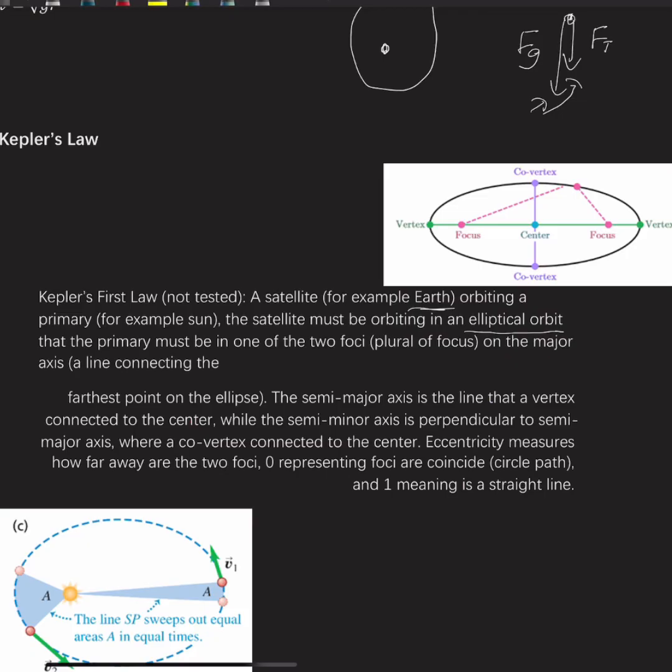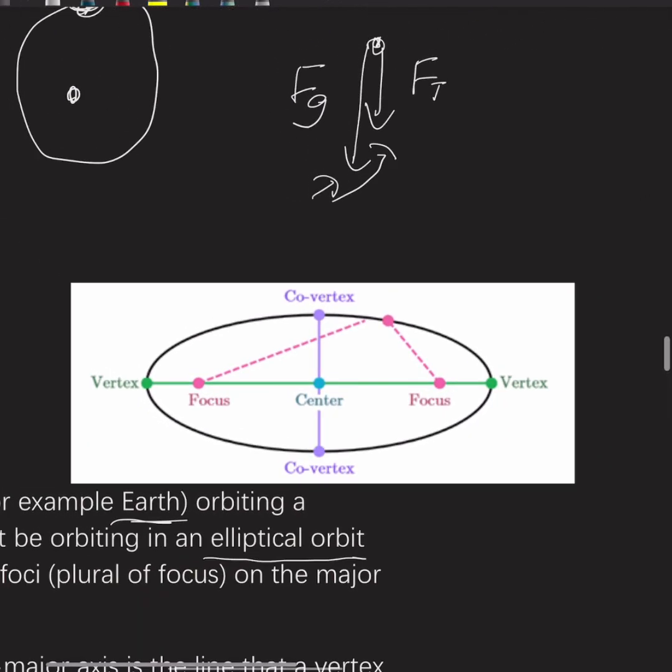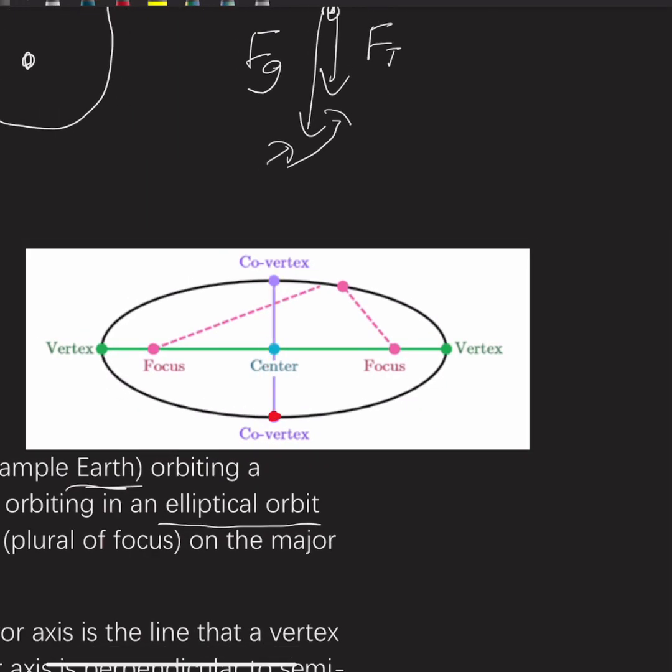The semi-major axis is the line from a vertex connecting to the center, while the semi-minor axis is perpendicular to the semi-major axis, which is the co-vertex connected to the center. So what do you mean? Here is an image of an ellipse. The line connecting the vertices is the major axis. The line connecting the two co-vertices is the minor axis. And when the vertex is connected to the center, it's the semi-major axis, and when the co-vertex is connected to the center, it's the semi-minor axis.